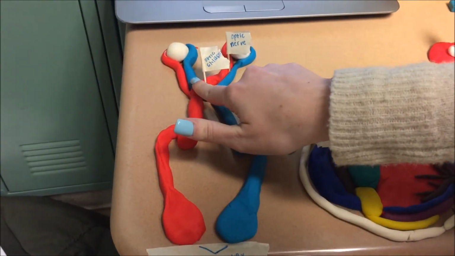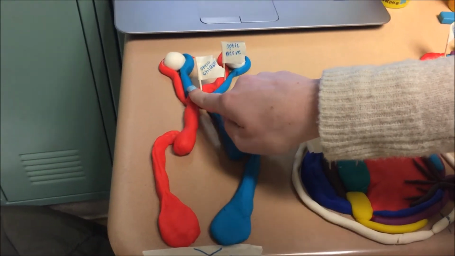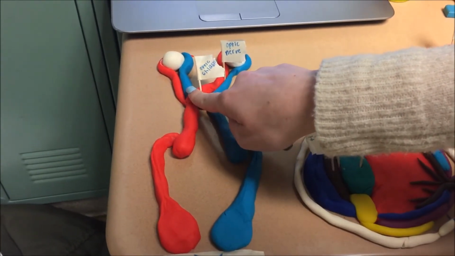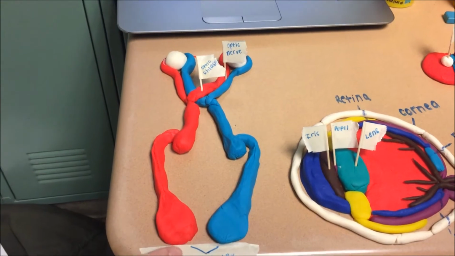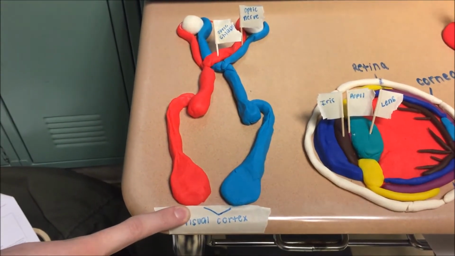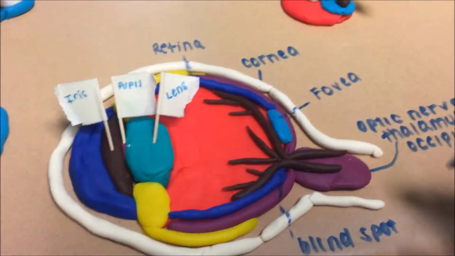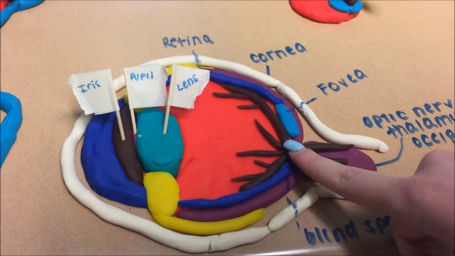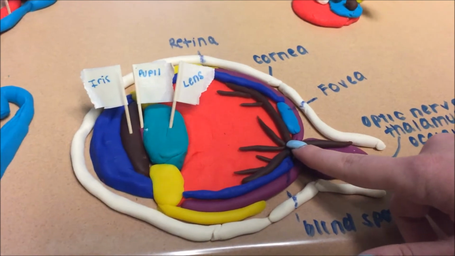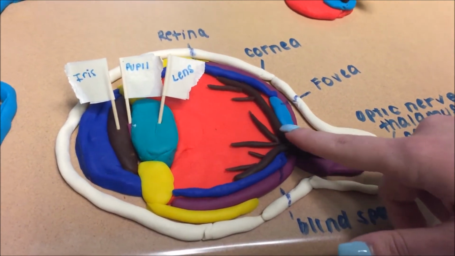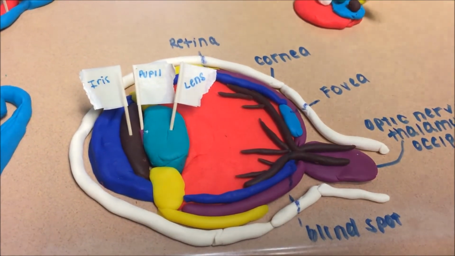The optic chiasm is the point in the brain where the optic nerve fibers from each eye cross over the other. The visual cortex is located in the occipital lobe. It is the part of the cerebral cortex involved in vision. The blind spot is the point at which the optic nerve leaves the eye, creating a blind spot because no receptor cells are located there.